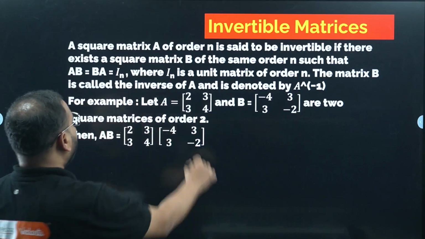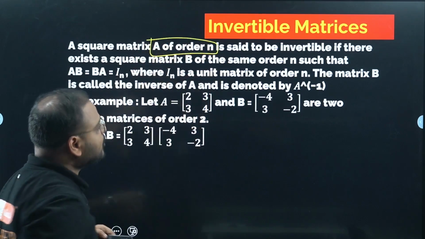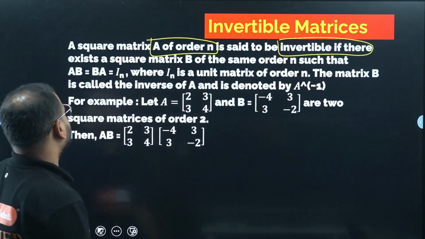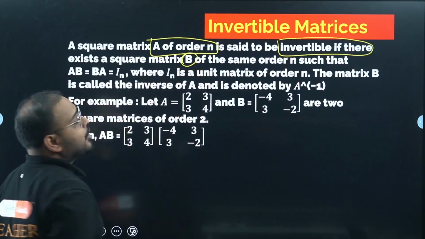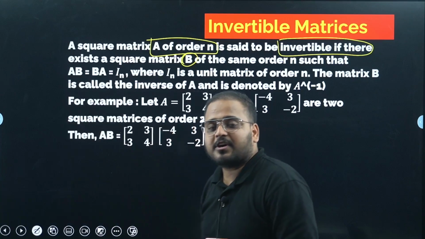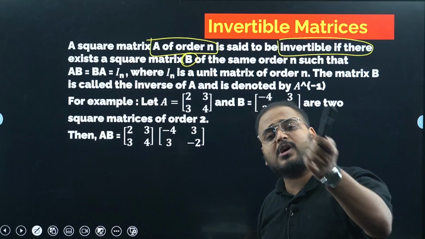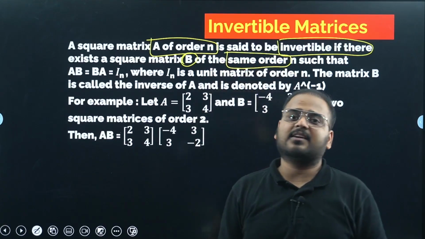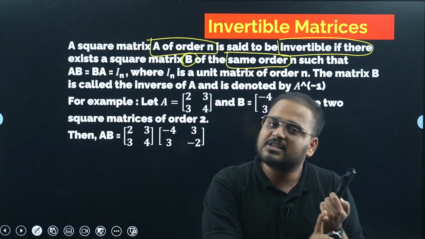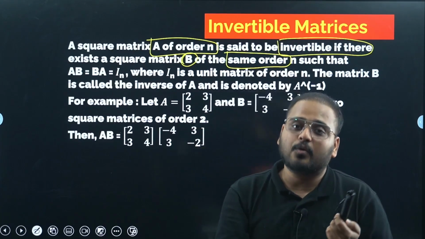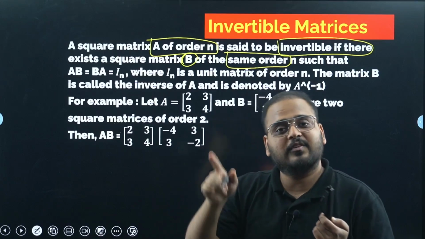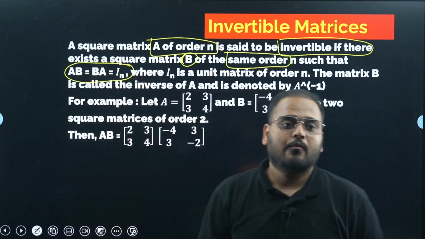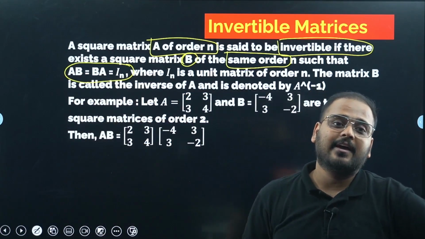So a square matrix A of order n is said to be invertible when there exists another matrix B of the same order. First of all, A is any square matrix. I can say A is invertible only if there exists a matrix B of the same order such that AB equals BA equals I_n.